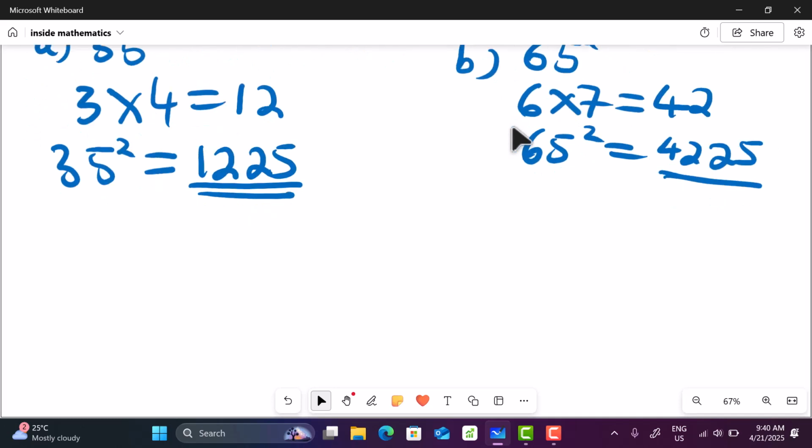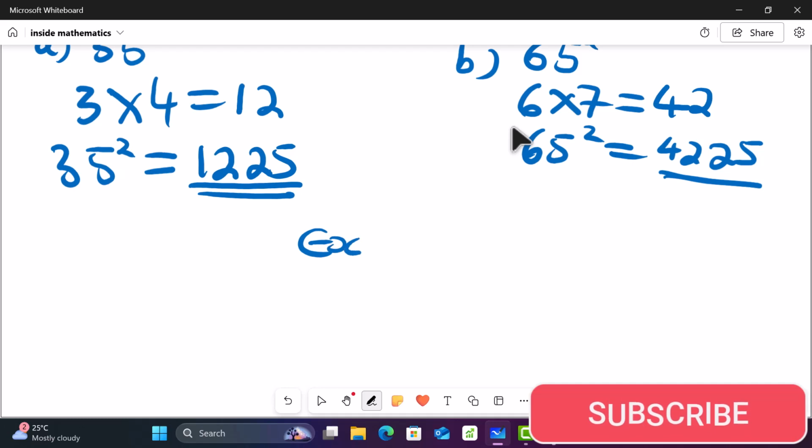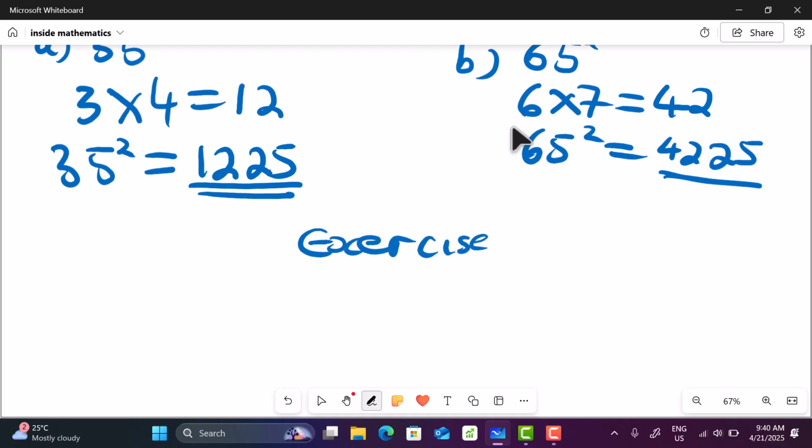So as for you now, I want you to do this as an exercise and write the answer in the comment section below. So I'm going to give you, call it C, 85 squared is equal to what?